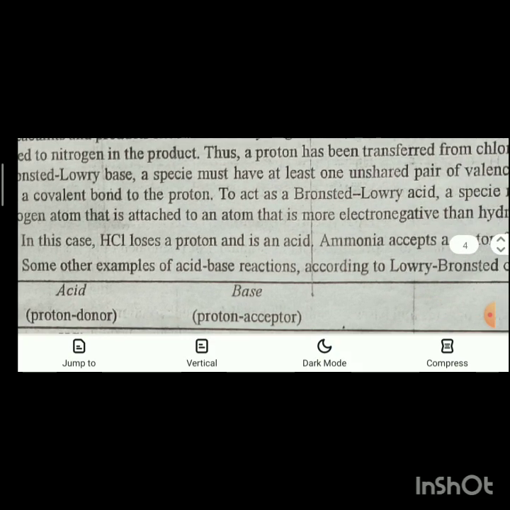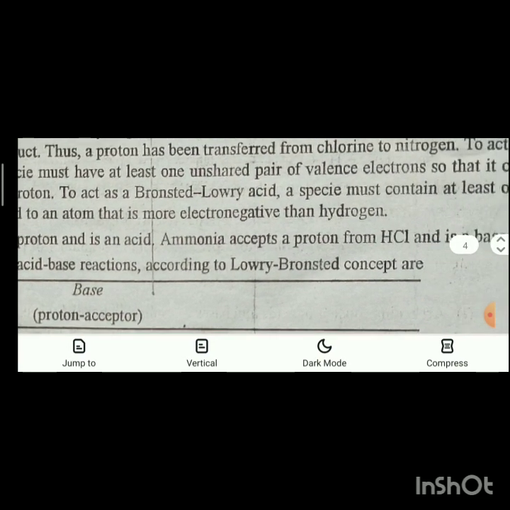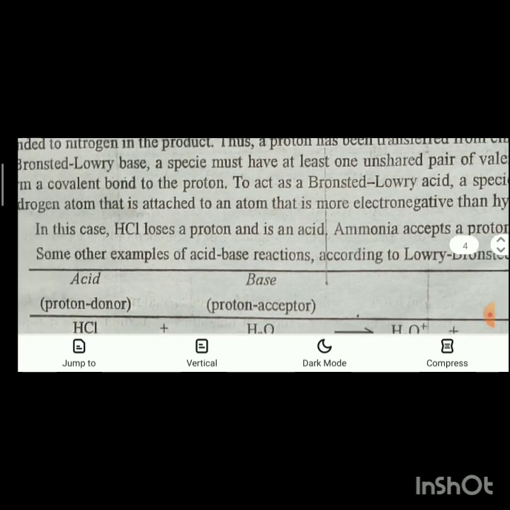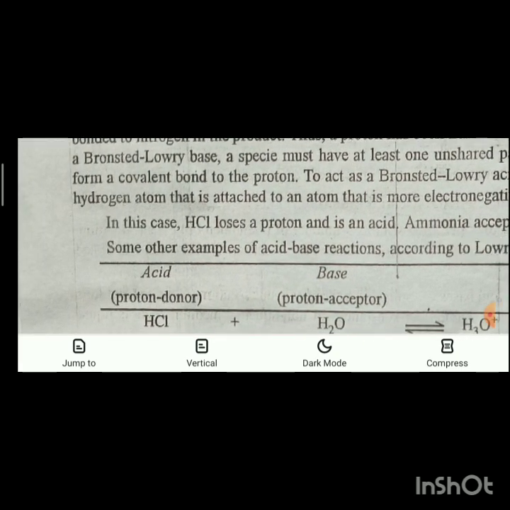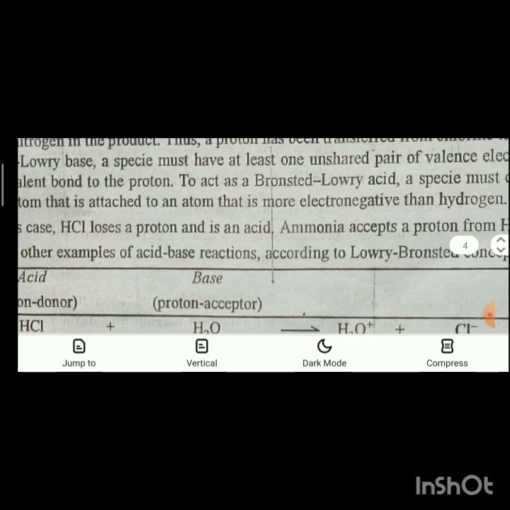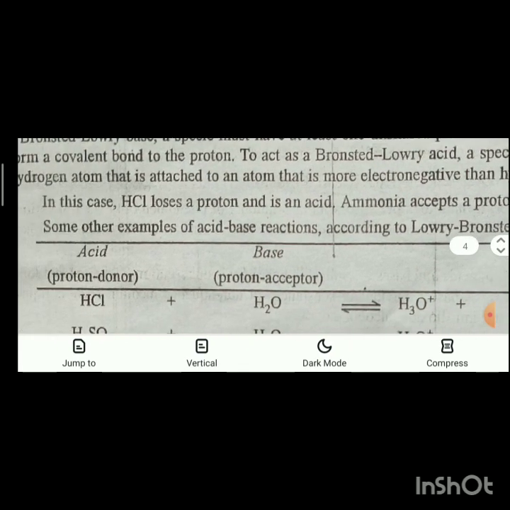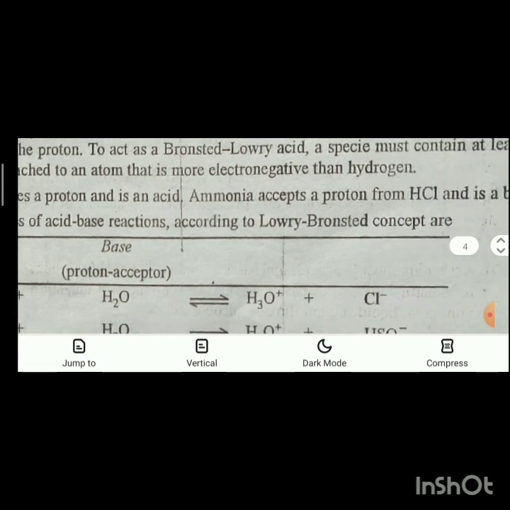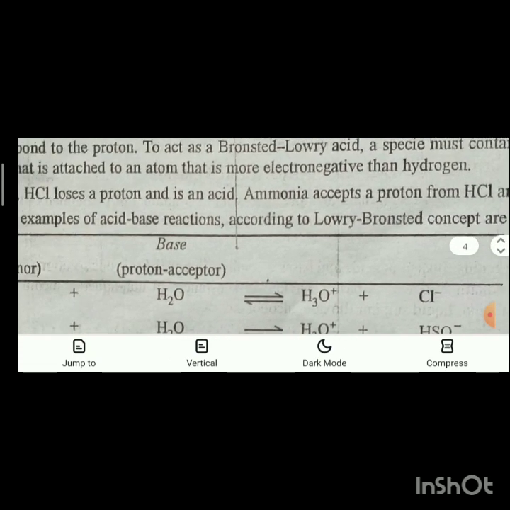To act as a Bronsted-Lowry acid, a species must contain at least one hydrogen atom that is attached to an atom that is more electronegative than hydrogen. In this case, HCl loses a proton and it is an acid. Ammonia accepts a proton from HCl and is a base.